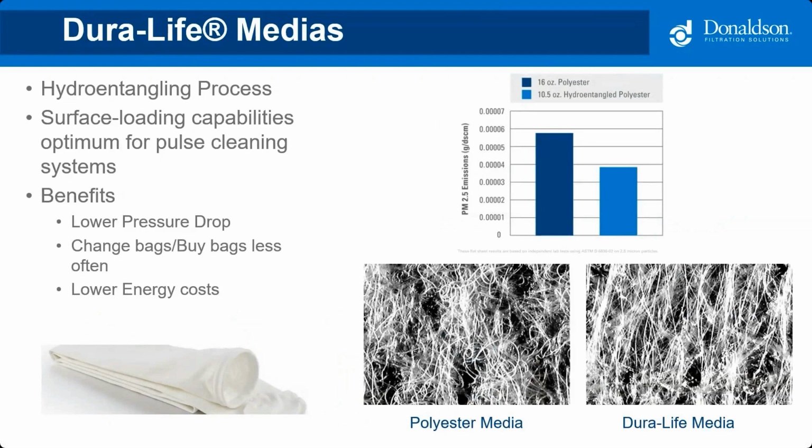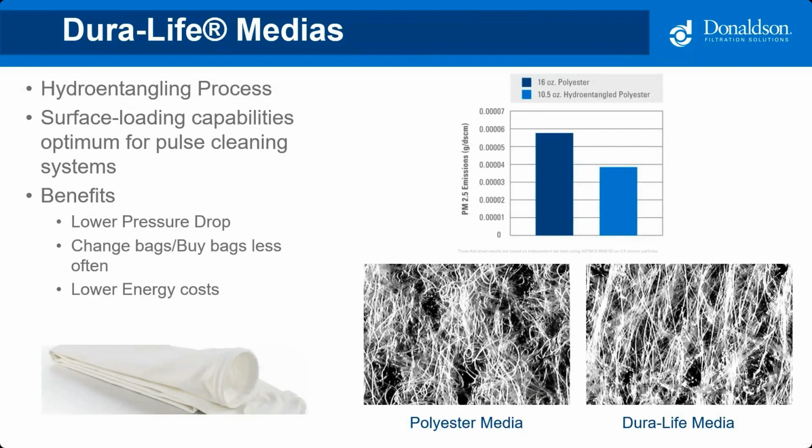And then the final type of filter I wanted to talk about is Duralife. Duralife is like the spun-bond polyester, but it's made a little bit different. This is made up of hundreds, thousands, whatever fibers, kind of like a standard polyester felt, but it's actually hydro-entangled, and so it gives it a real smooth, dense surface. And it is lighter weight than your standard polyester felt bag. The standard polyester is 16 ounces. The Duralife is 10.5. So it gives you a really dense surface that's going to be a lot more efficient than your standard polyester felt bag.